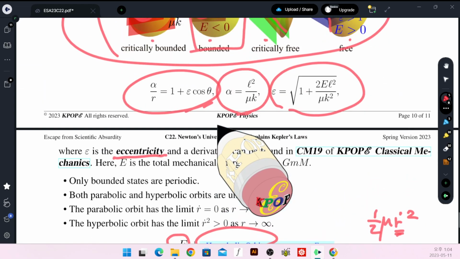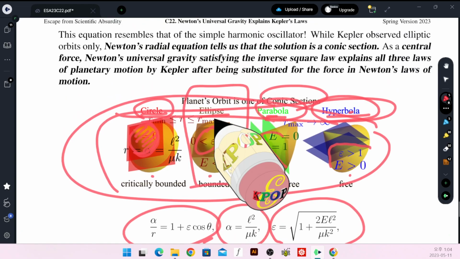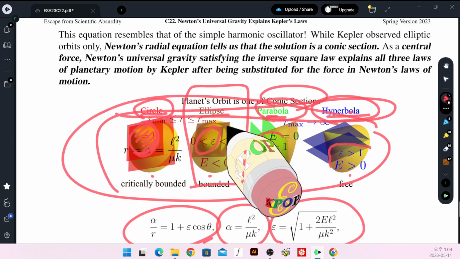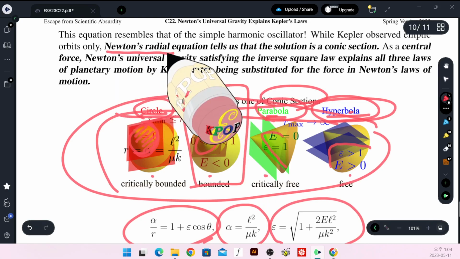Although Kepler observed the elliptic orbit and didn't know why, the physics of Newton's law of motion and Newton's gravitational force, the universal gravity, which states that gravity is a central force satisfying the inverse square law, is the real beginning of physics.